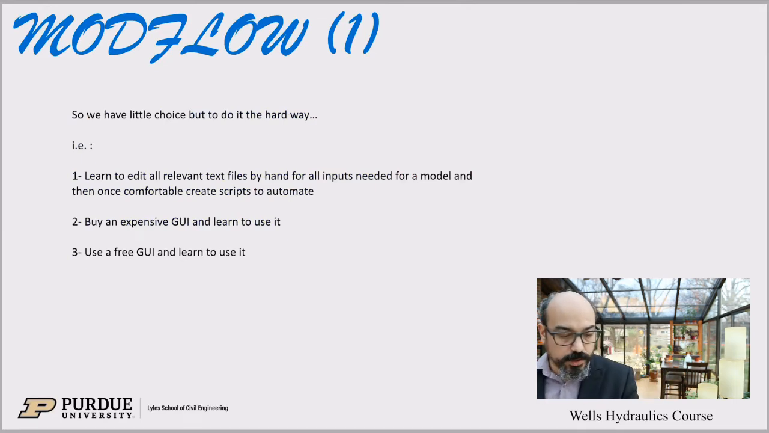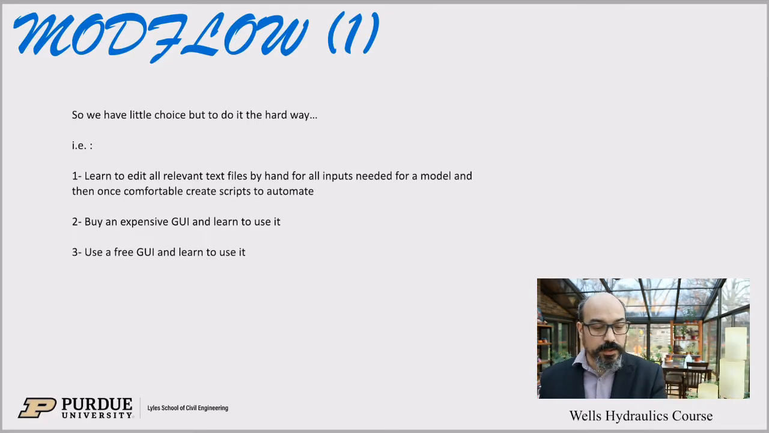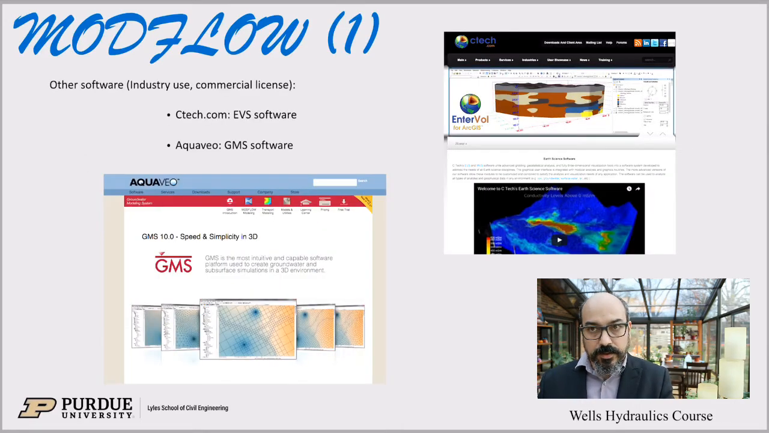So there's little choice. Either we do it the hard way, so we learn to edit all the text files by hand, and all the inputs needed for the model, or we buy an expensive user interface and learn to use it, or we can use a free user interface and learn to use it, right? There are no shortcuts. All those options have positives and negatives, I guess.